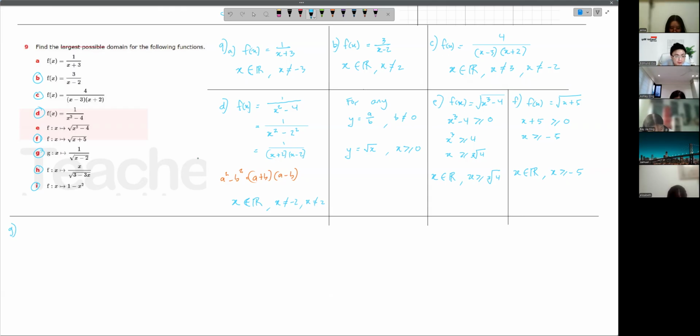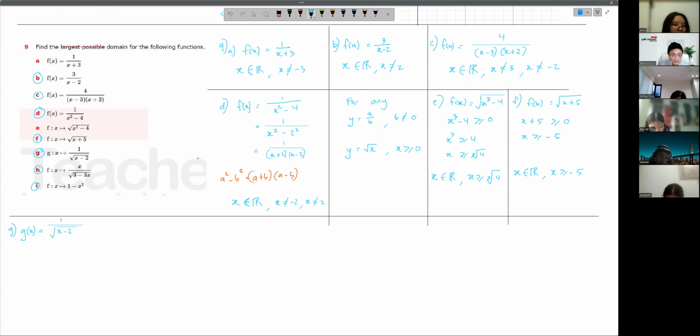Question G, g(x) is 1 over the square root of x minus 2. Now they combine the two things that we talked about just now, the fraction and the root. So you have to combine these two.